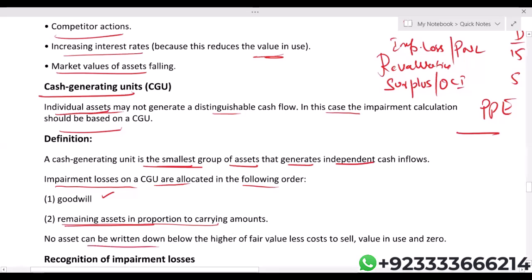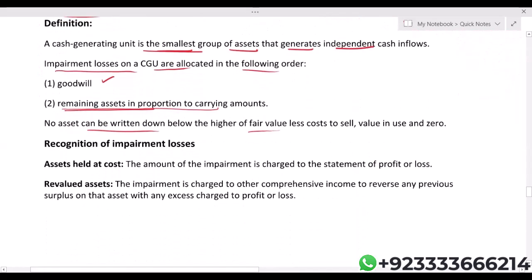No asset can be written down below the higher of fair value less cost to sell and value in use. Obviously, you just need to do one thing. Just compare carrying amount with the recoverable amount and bring your carrying amount to the recoverable amount if your recoverable amount is less than the carrying amount. Recognition of impairment losses. Assets held at cost: the amount of the impairment is charged to the statement of P&L. Revalued assets: the impairment is charged to other comprehensive income to reverse any previous surplus on that asset and any excess is charged to the P&L.